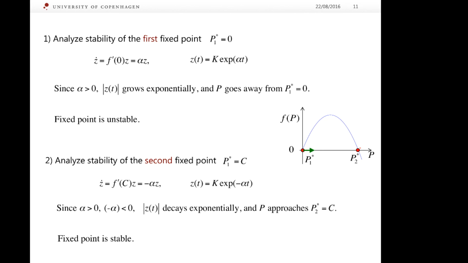On the other hand, if we consider the second fixed point, P2 star, the slope of the tangent line at this fixed point is negative. This means that the fixed point is stable. This means that if we set initial conditions in our example slightly to the right of the fixed point, as time goes by, the system gradually converges to the fixed point. So this is the geometrical interpretation of stability properties of the fixed point in a one-dimensional case only.